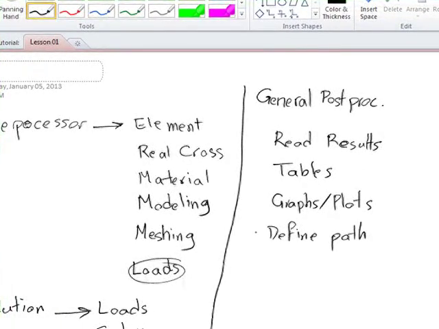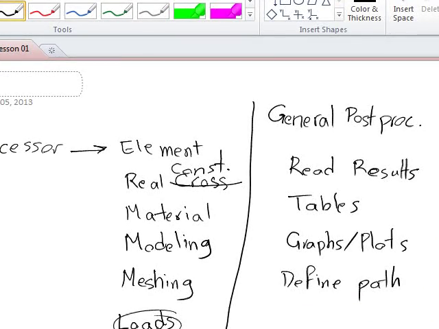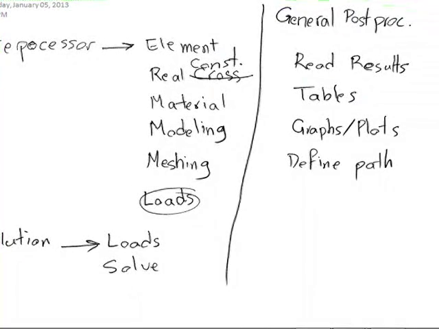And then real constants, which I wrote as real cross in here, it should be real constants, defines some attributes to the elements you just defined in the first step. For example, if you define beam as the element of your analysis, then you have to define the cross-sectional area of the beam, or the moments of inertia or stuff like that you have to define for the beam.